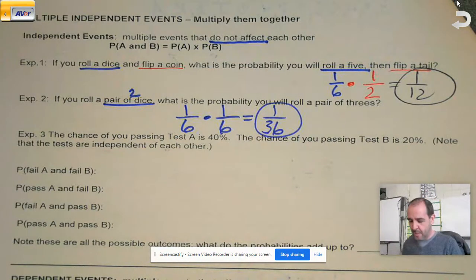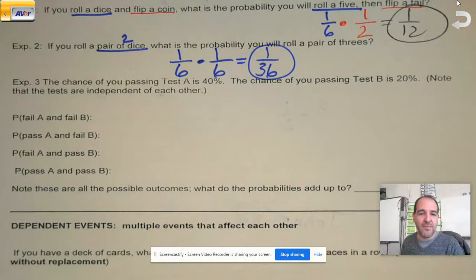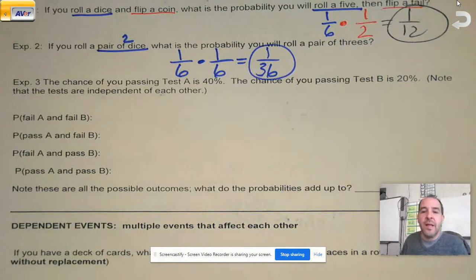Now we'll crank it up a little bit. The chance of you passing a test A is 40%. Ooh, that's a toughie. The chance of you passing test B is 20%. Holy cow, either we didn't study or this teacher is woofda. Note that the tests are independent of each other. So maybe we call it a math test and a science test or something. I don't know. Okay. Probability that we fail A and fail B.